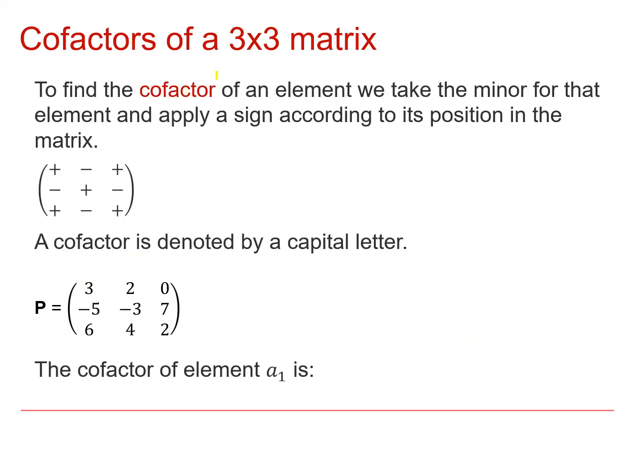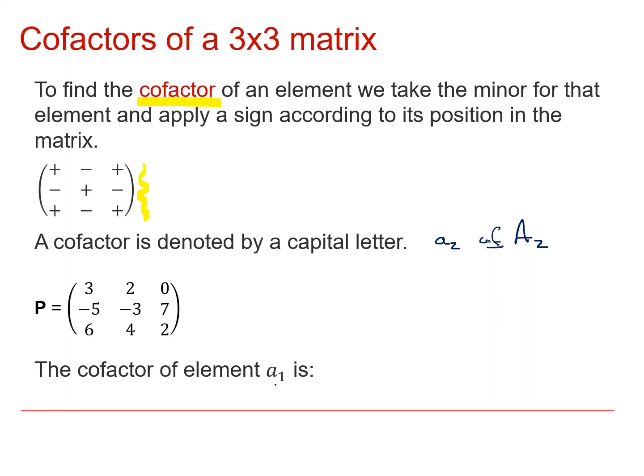If we look at the cofactors of a 3x3 matrix, well, the cofactor of any element is the minor for that element, and then we apply signs according to this sign matrix here. And notice the signs alternate as we go across the rows and columns. And notice that the cofactor is denoted by a capital letter. So if I want the cofactor of a2, that would be denoted by capital A2.